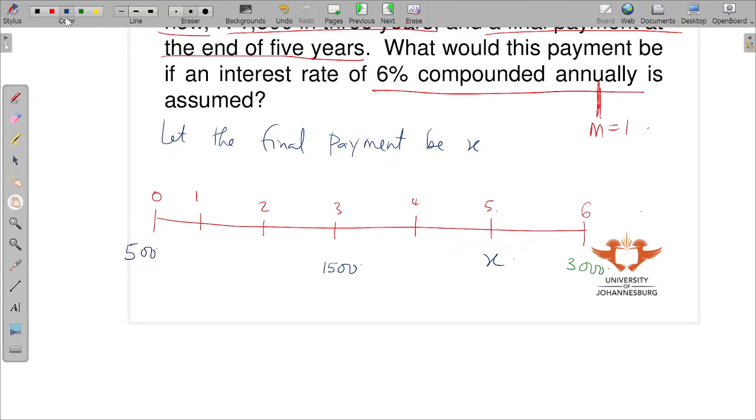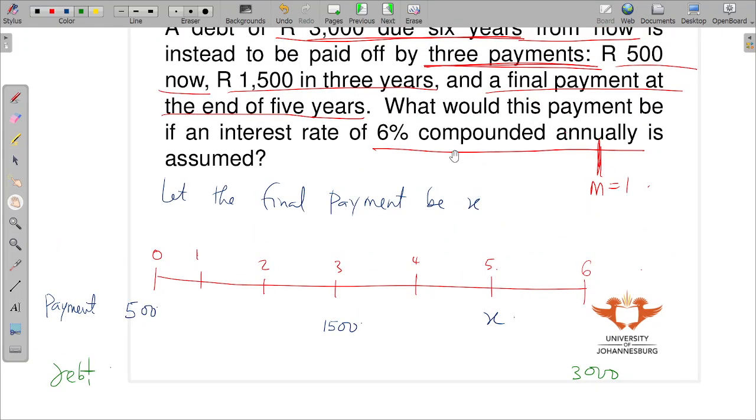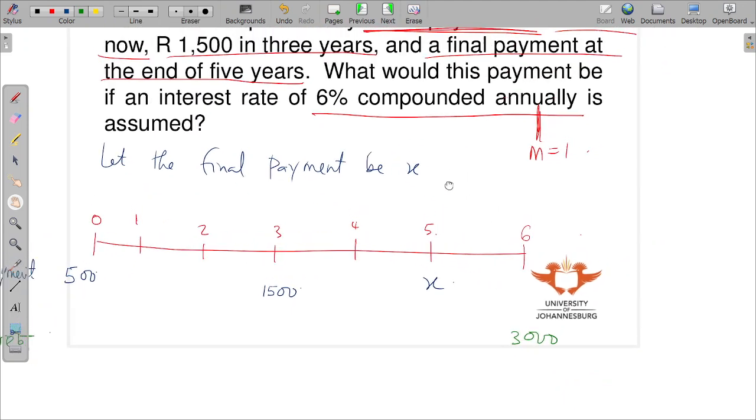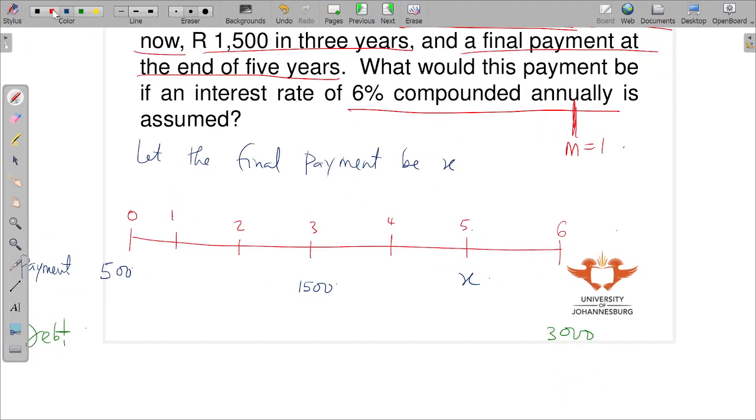If you like, you can shift this down a little and say 3,000, but it's still on 6. So these are payments, and this one is the debt. Now it's compounded annually, so our rate is 6%, which is 0.06. That's our rate.